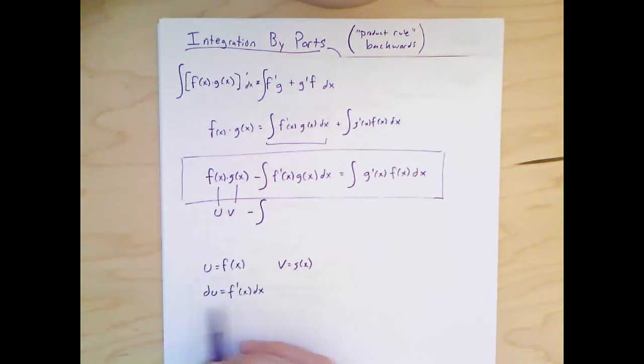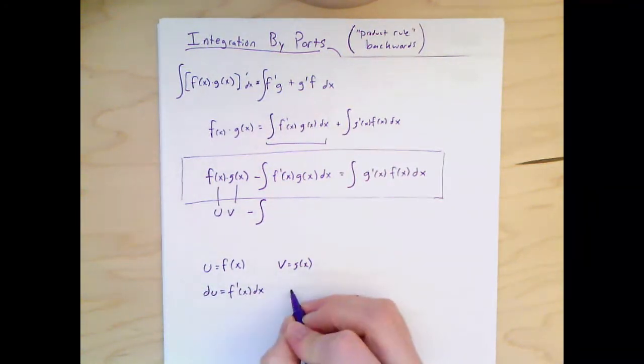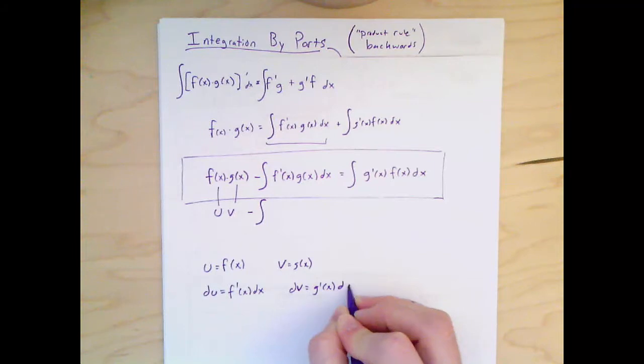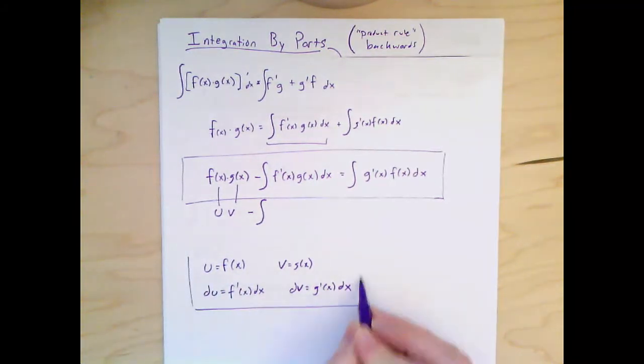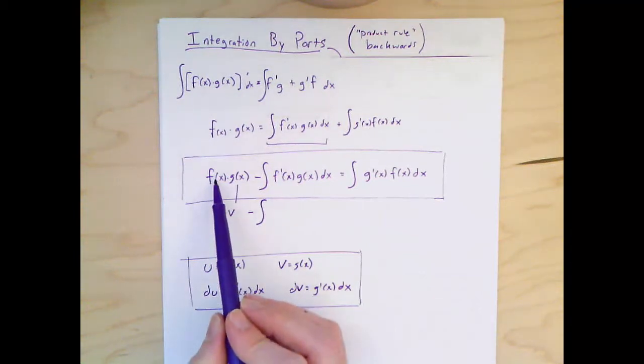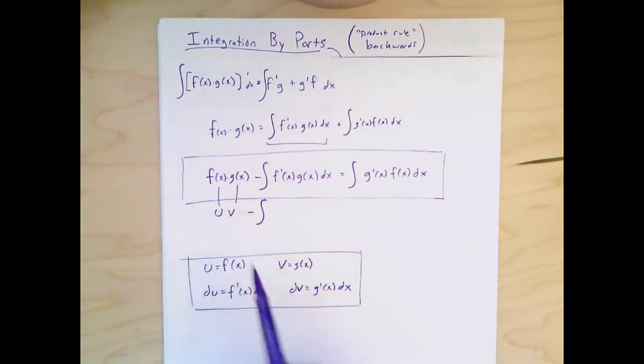And then we move the dx over to make it a differential. Same thing here, dv dx equals g prime, so dv is g prime dx. And so now that lets us make some substitutions. So we've already got f times g ends up as uv.